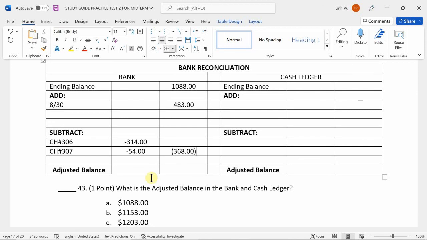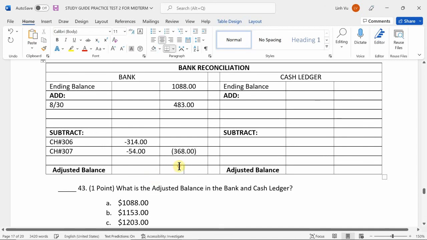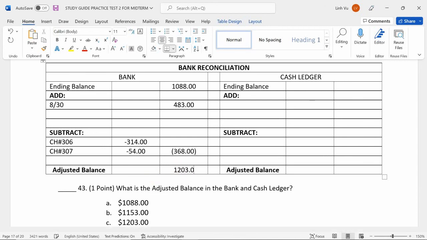So let's do our calculation, right? If you started out with $1088, you need to add $483, okay? And you need to subtract out $368. That should give you a total of $1,203. You don't stop there because you need to make sure that your totals equal on both sides.